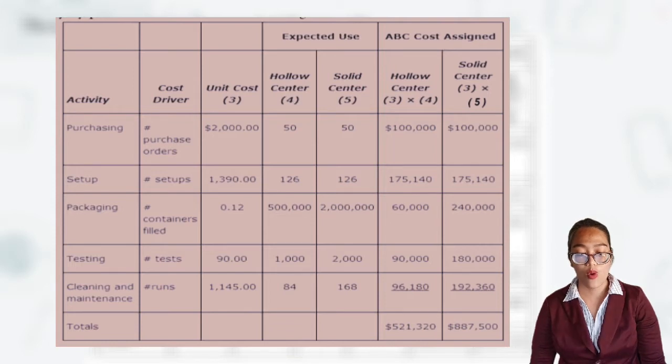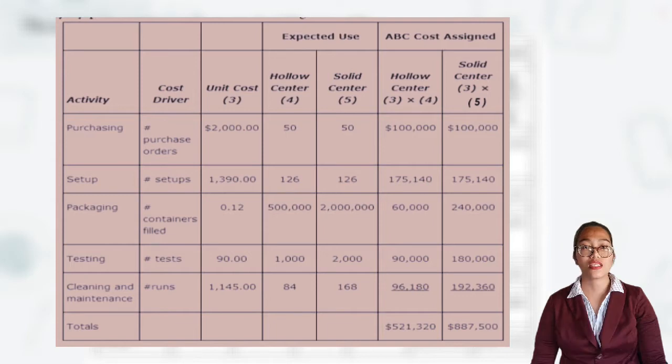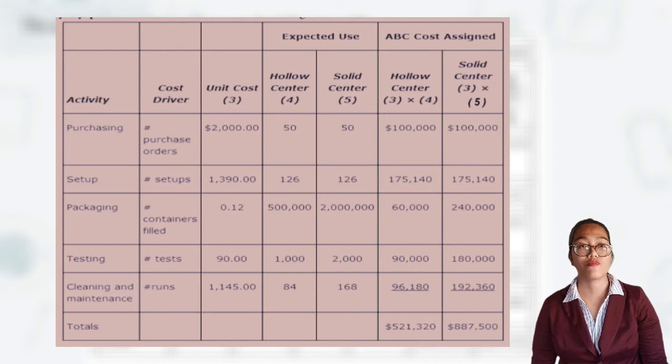And lastly, in cleaning and maintenance, the unit cost of 1,145 was multiplied by 168, which is equal to $192,360. And if we add all the totals in the solid center column, we got $887,500 as the total cost assigned to solid center balls.